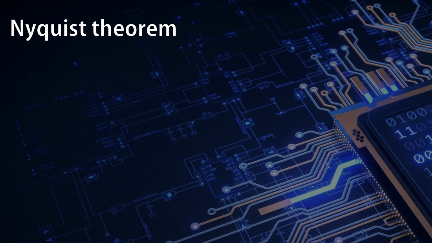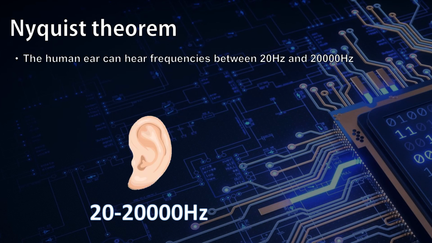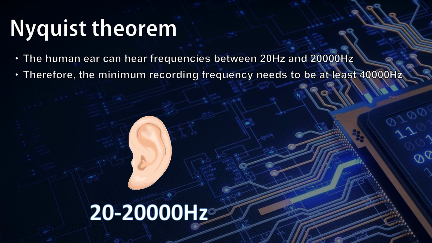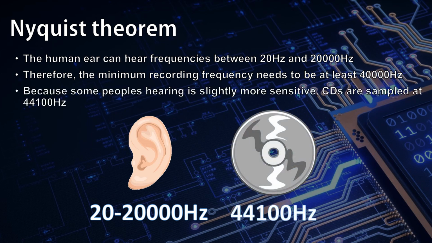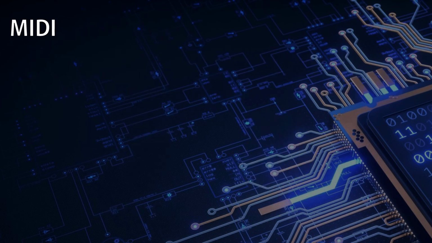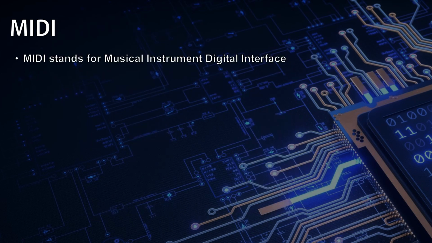The average human ear can hear frequencies between 20 Hz and 20,000 Hz. Therefore, the minimum recording frequency for most people needs to be at least 40,000 Hz. However, because some people's hearing is slightly more sensitive than others, CDs are sampled at 44,100 Hz, just to make sure. MIDI is short for Musical Instrument Digital Interface.